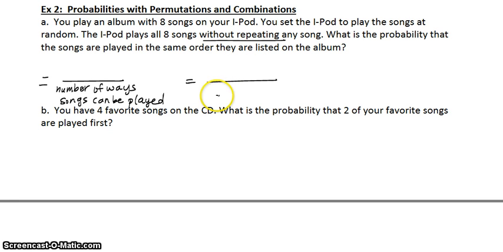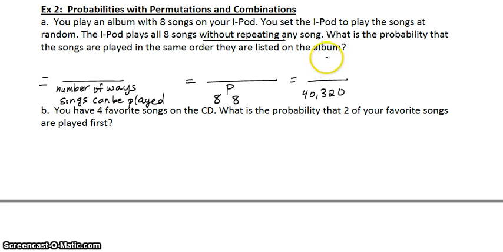So that is a permutation then, and I have 8 songs, and I'm going to select and rearrange all 8 of them. So for my probability, there's 40,320 ways all these 8 songs could show up on the CD or the iPod. Kind of crazy, huh? So that part, we use the permutation.